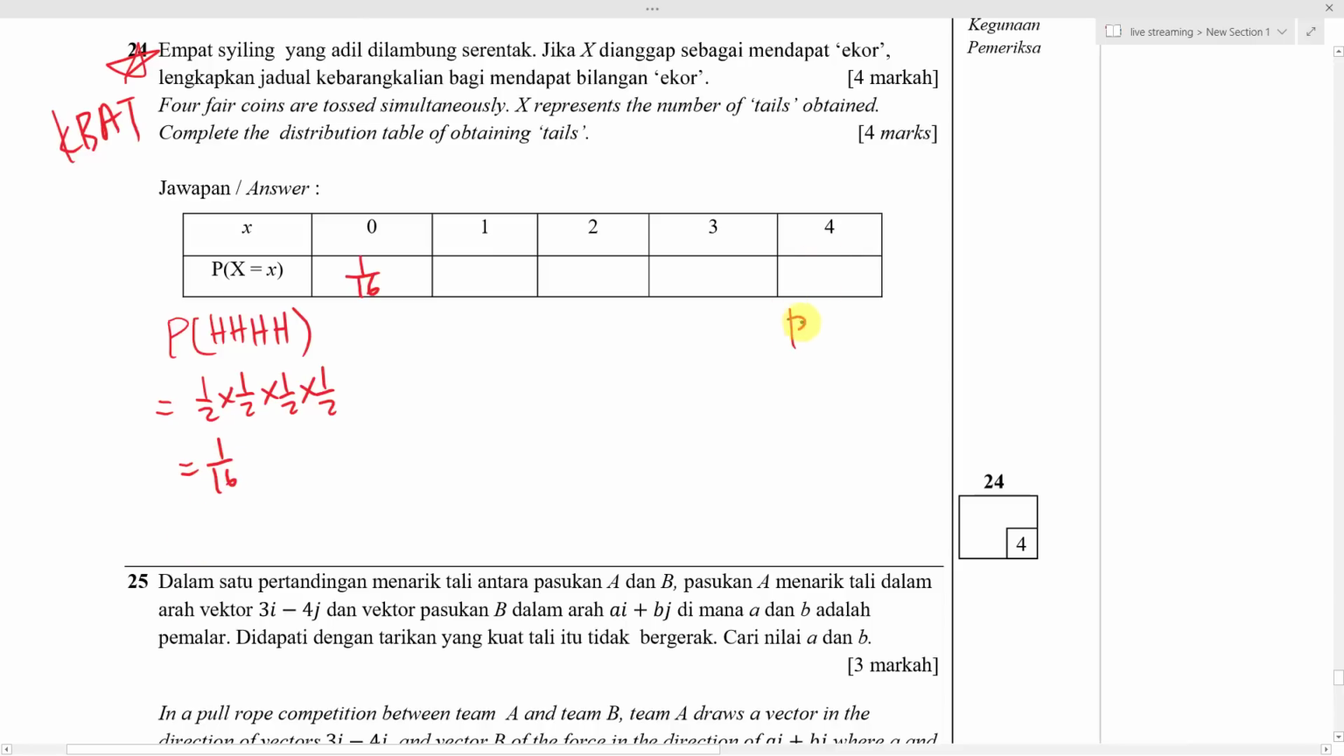And then 4 tails basically means all tails, so it's the same thing. The probability of getting head or tail is 1 over 2, multiplied 4 times, so it's power of 4. So you get 1 over 16. So here is 1 over 16. Alright, then we come to 1 tail.